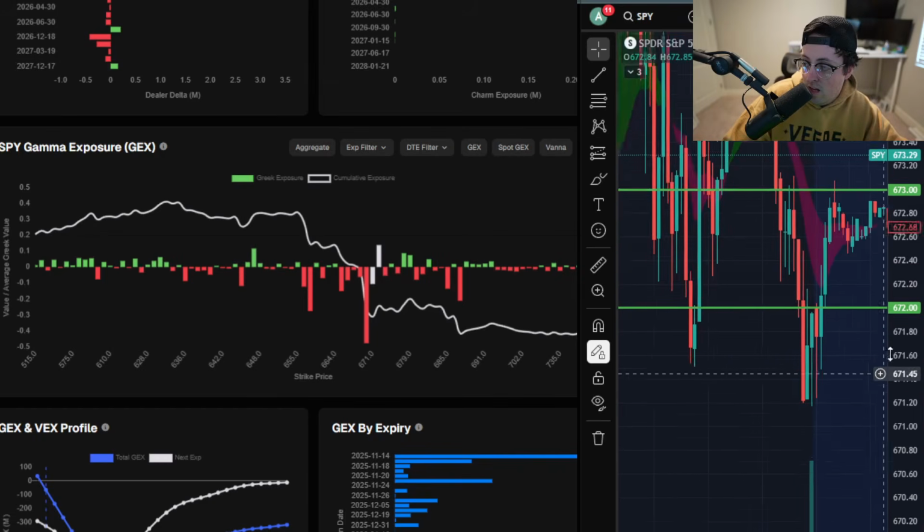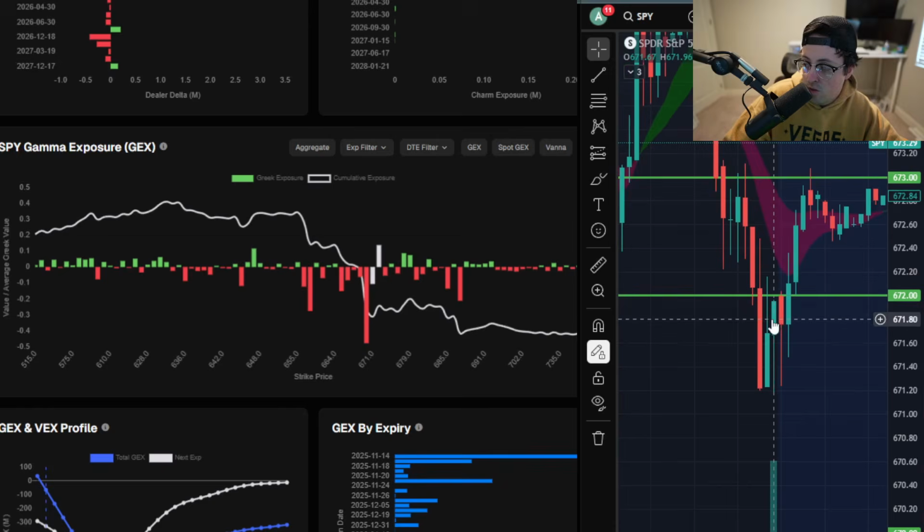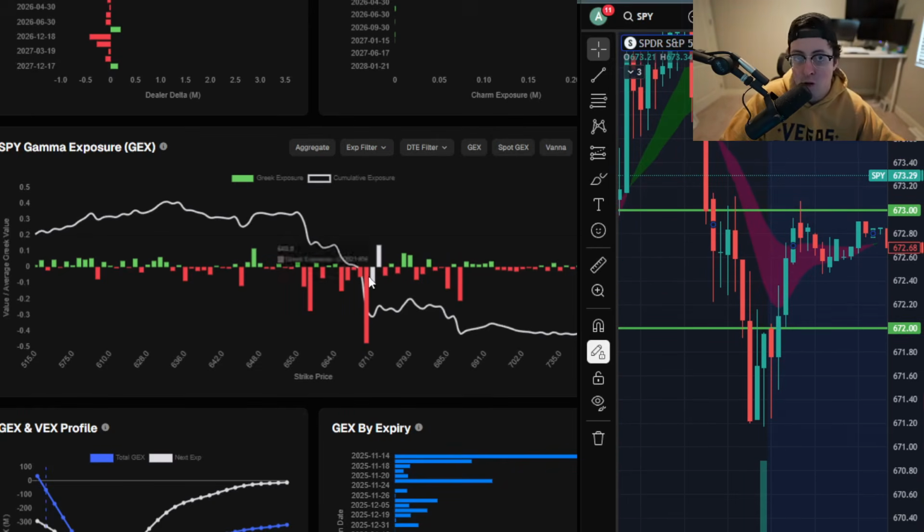But yeah, it looks like we ended the day around 672 to 673-ish. Looks like we closed around 672, but that's all those white bars are indicating. It just indicates where price is. So what we really want to be looking at are these negative levels.